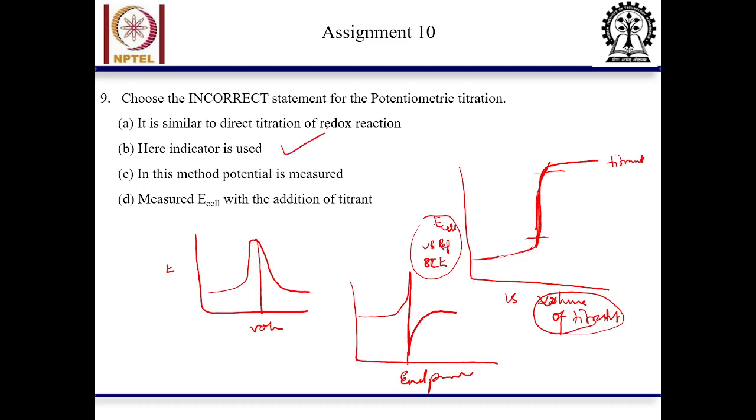The incorrect option is the one saying an indicator is used, but it is similar to the redox titration. Suppose on one side you have taken iron 2 plus, iron 3 plus, and on the other side cerium 3 plus, cerium 4 plus. This is the redox reaction, and we are measuring the potential of these redox species. Initially it will be iron 2 plus, iron 3 plus. At the end, it will be cerium 3 plus, cerium 4 plus. Here both potentials will be more or less the same.